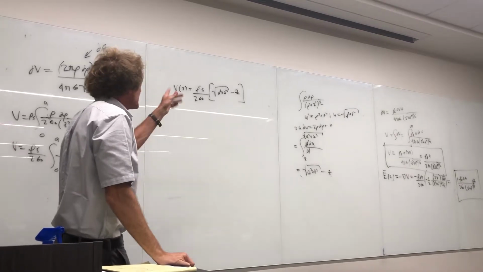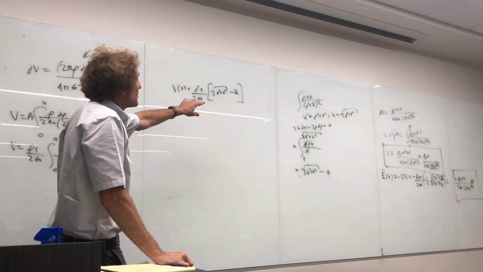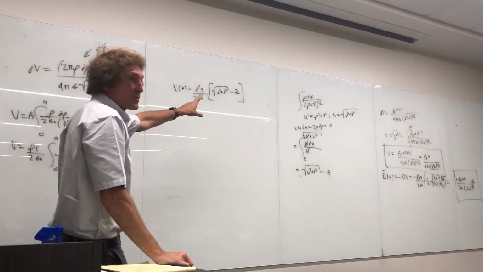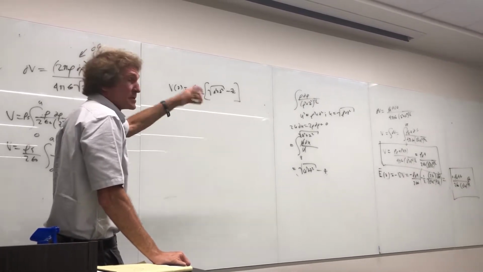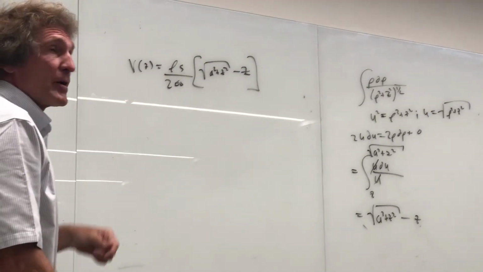Now, as z goes to infinity, that goes to 0, by the way. Because as z goes to infinity, a squared plus z squared is basically z squared. The square root of that is just z. z minus z is 0. So it does go to 0. Do you follow me? Now, how do I get the E field from that?